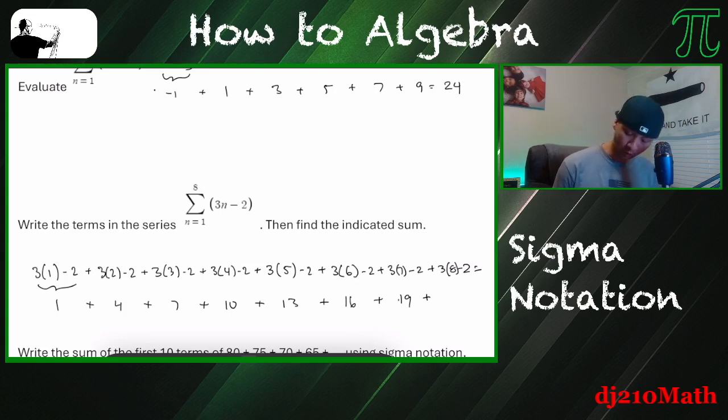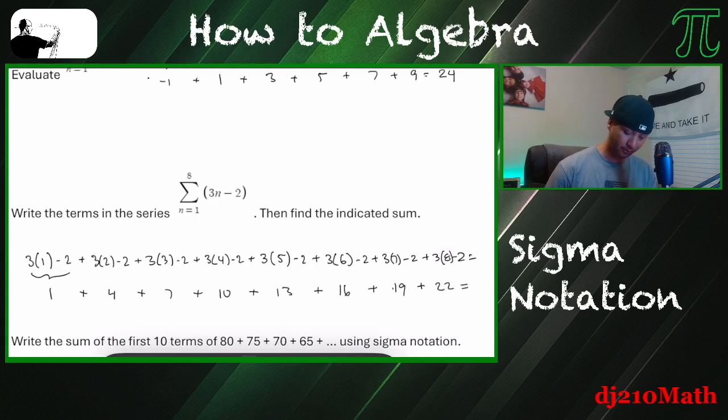21 minus 2 is 19. 3 times 8 is 24. Minus 2 is 22. Okay, I did that quickly. Hopefully there's no mistakes. Let's double check real quick. 9, 12, 15, 18, 21, 24. All right. Okay. So then we just add these up.